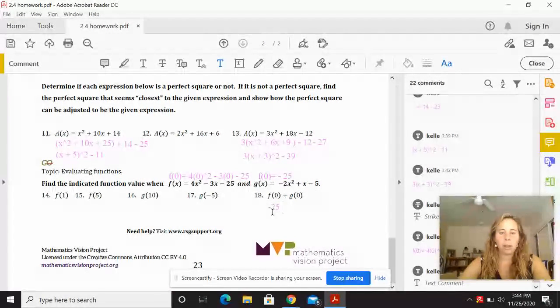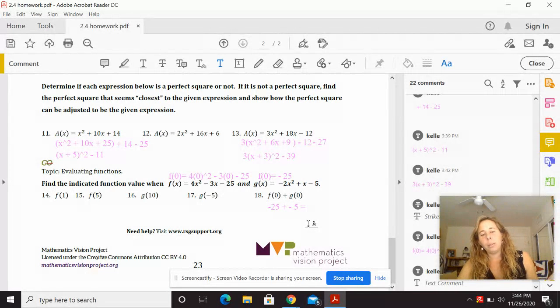So I have negative 25 plus negative 5. A negative and another negative is going to be a bigger negative number, so negative 25 plus negative 5 is just negative 30. You could really rewrite this as negative 25 minus 5 equals negative 30. You don't need the plus sign in between. All right, so that's that one.